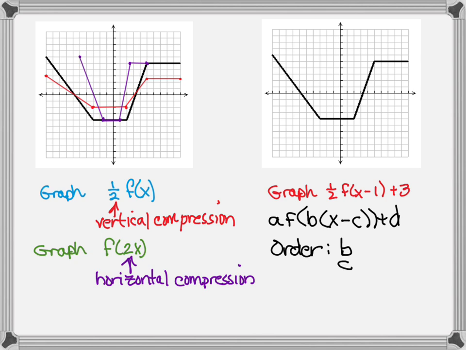Then we would do horizontal translations. Then we would do vertical stretches and compressions and reflections over the x-axis. And then finally, we would do vertical translations. So we will do our translating right one, then we will do our vertical compression of 1/2, and then we will do our vertical translating up 3.